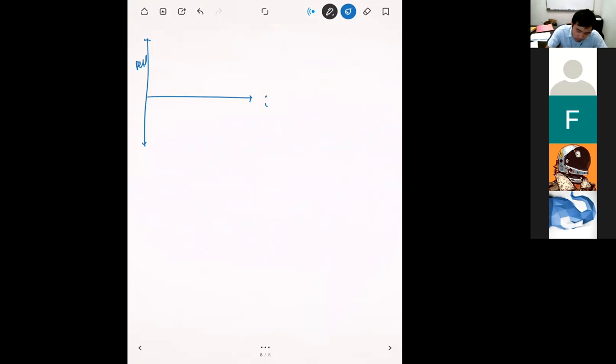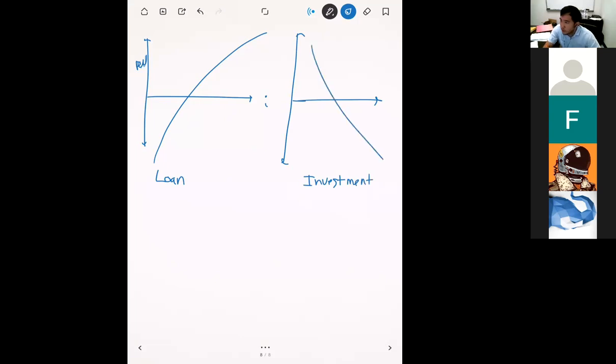For a loan, your relationship looks something like that, so it's a function that monotonically increases. But for an investment, remember, an investment is characterized by you paying some kind of cost up front, but then you get more benefits later. An investment looks something like this, so it's a function that monotonically decreases.